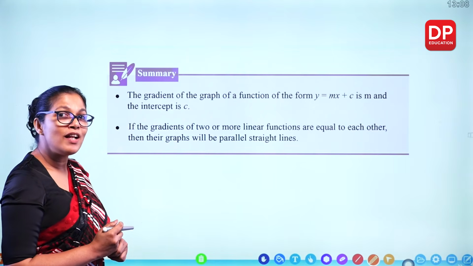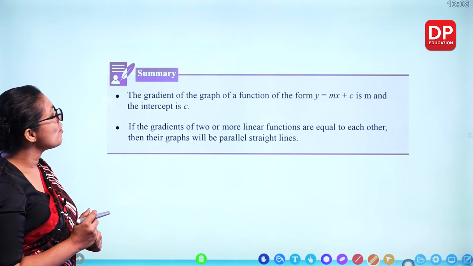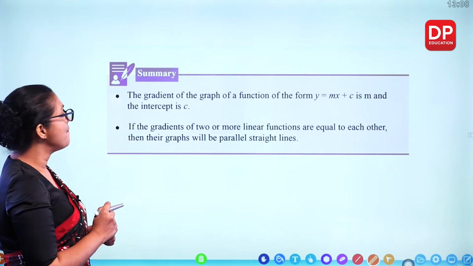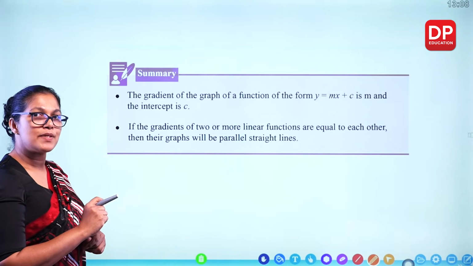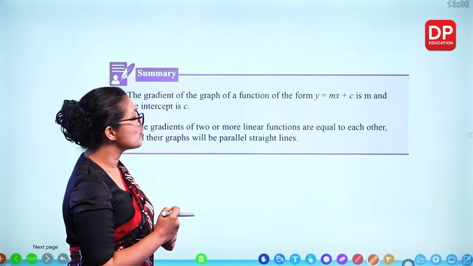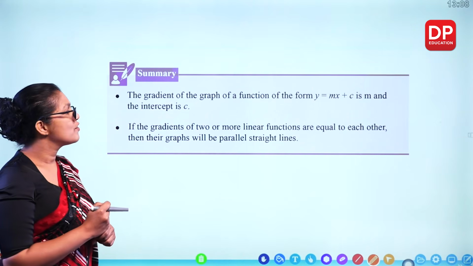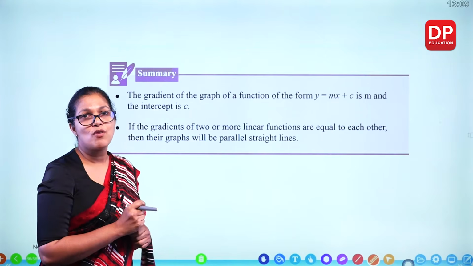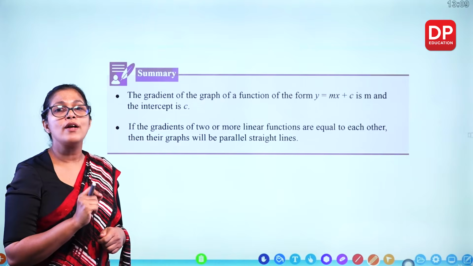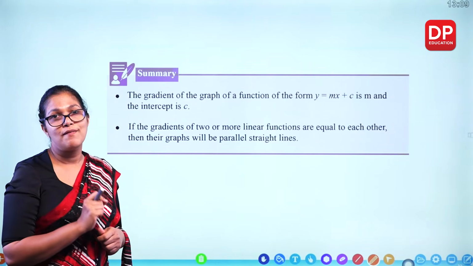We complete all theory related to graphs. So in this one, the gradient of the graph of a function of the form y equals mx plus c is m, and the y-intercept is c. If the gradients of two or more linear functions are equal to each other, then their graphs will be parallel straight lines. So practice all these exercises and examples, because this is an important lesson. You need to be thorough with that to do the O-level exam paper.